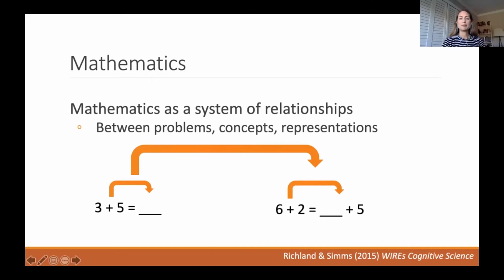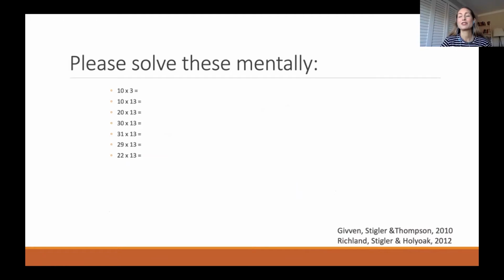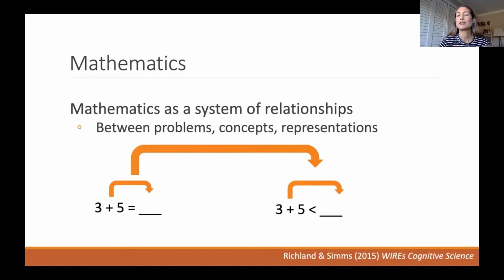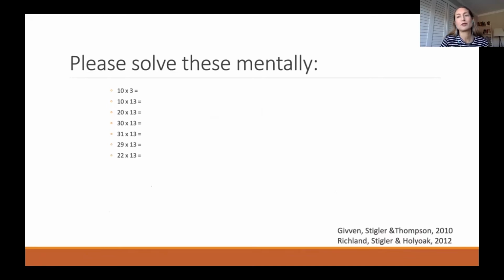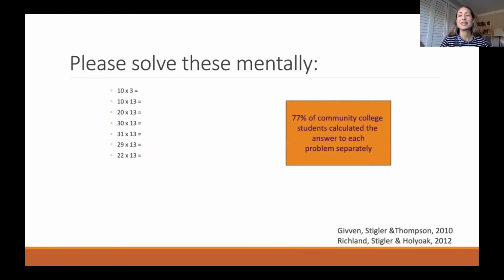All right, but I want to back up and first say that people are not great at this, right? Doing these kinds of structured comparisons seems pretty simple, but people have to build these skills. Even community college students, this was from a study with US community college students, when asked to solve these mentally, 77% of these students calculated each problem separately, right? But when a problem is inviting a comparison that would make this process much more efficient, students are still not noticing or not using these relational opportunities that are in front of them.